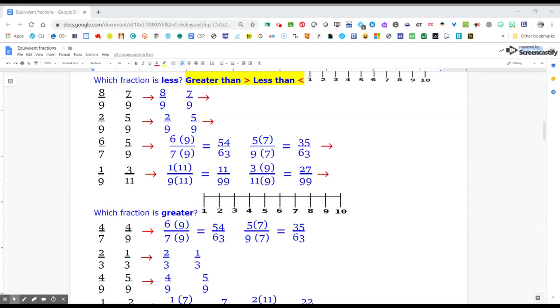Okay, for this one, which fraction is last? Last means smaller. So if you look at this, 8 and 7, this one is smaller. So this one is the answer. Next one. So this one is the answer. Just copy here.